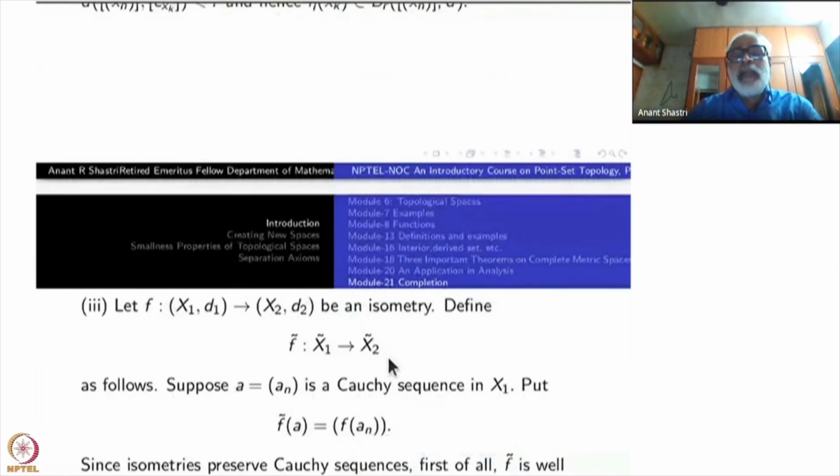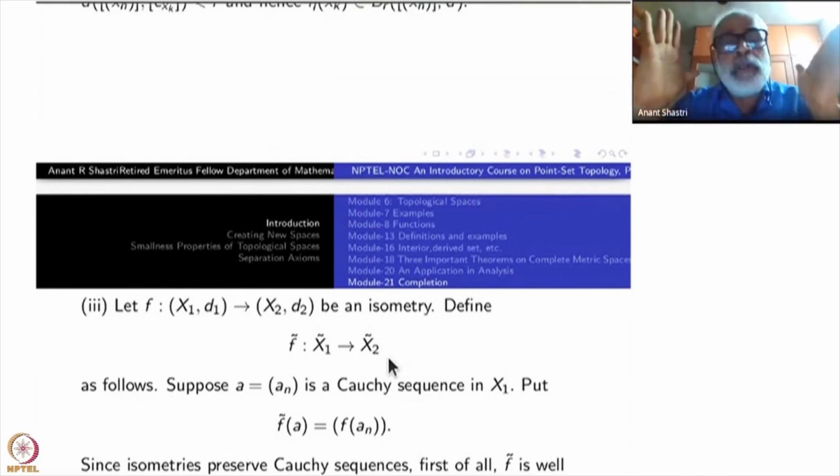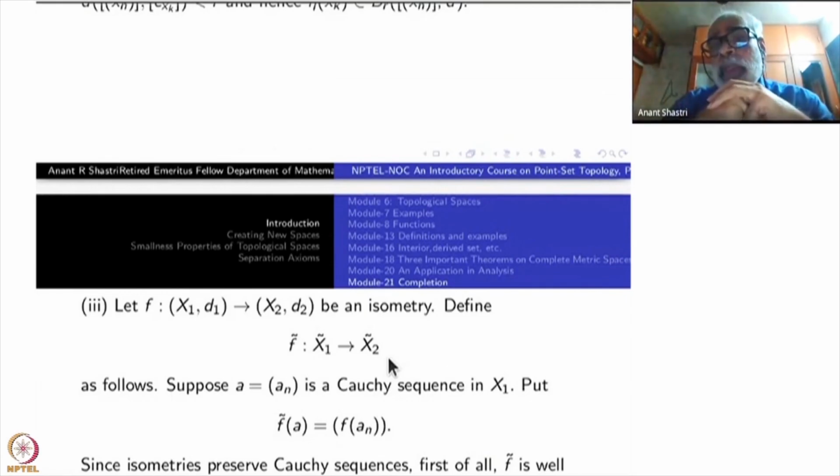Okay. Finally, take any two metric spaces and an isometry F. That isometry itself extends to the whole of X hat, X1 hat to X2 hat. So this is stronger than saying that X hat is unique up to isometry. That is the meaning of this. That's what we want to prove, but we are proving it's stronger: each isometry extends. Okay. So how do we prove that?